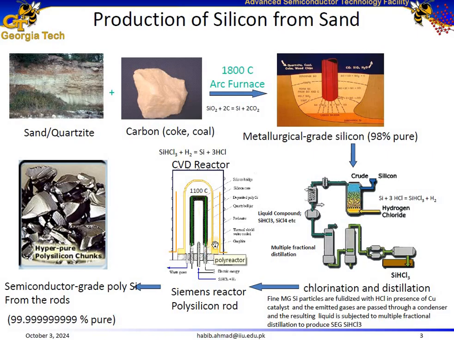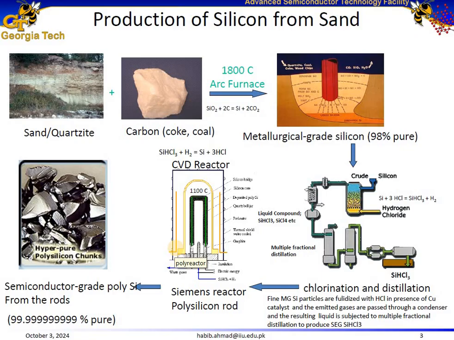And this step achieves an extremely high purity level of, you can see over here, if you count the number of 9s, it's 11 nines purity silicon, and this silicon is called semiconductor grade polysilicon. So the reactor actually grows polysilicon rods through this deposition process, which are later processed into semiconductor grade silicon. The final product has an incredibly high purity required for advanced semiconductor applications.